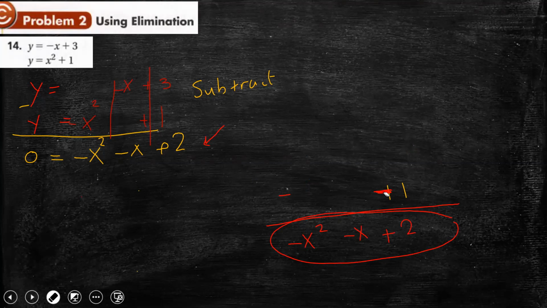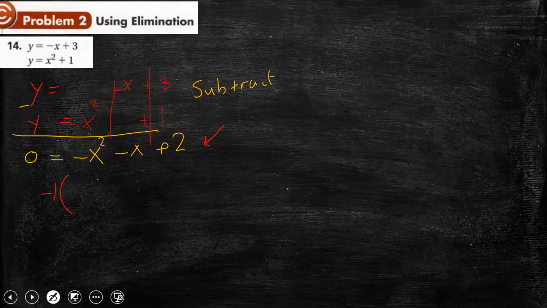Then after we subtract them, look at the coefficient of x squared here. It is negative. Let's take this negative as a common factor. I want now to cancel the negative sign, so I have x squared plus x minus 2. Taking negative 1 as a common factor means I will change the sign of each term. So the first one will be positive, the second one will be positive, and the last one will be negative. Equals 0.